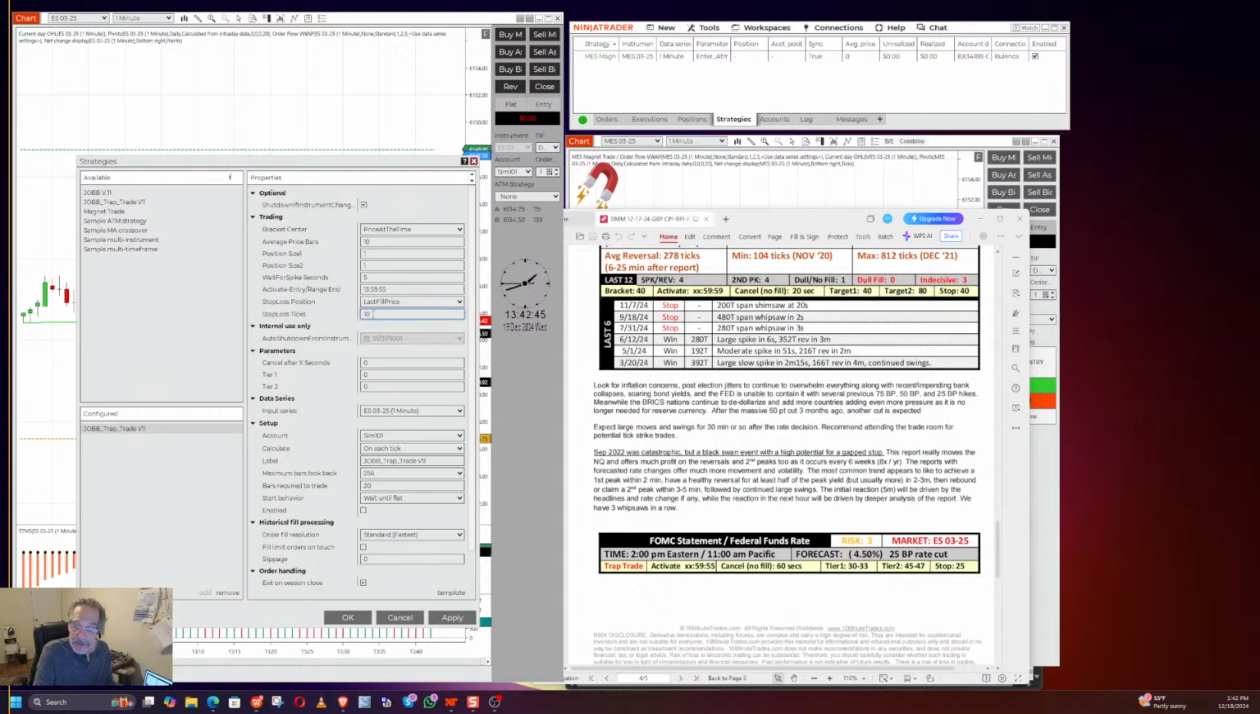My stop is 25 ticks. My tier 1 is 30, okay? My tier 2 is 45. I just want to look at some. Yeah, and I want to tell everybody that I did shrink this a little bit. I did shrink this a little bit, okay?